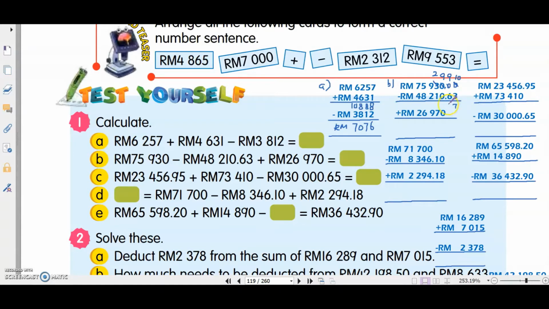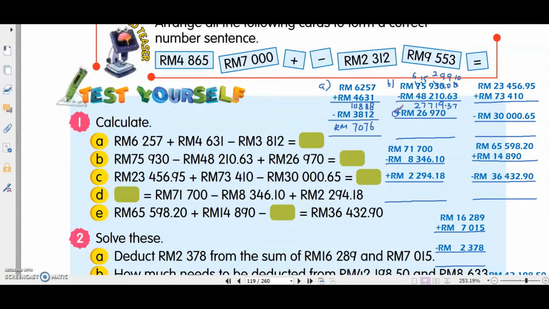9 minus 6 is 3. Decimal point. 9 minus 0, 9. 2 minus 1, 1. 9 minus 2, 7. Here we plus 10 becomes 15. Minus 1 becomes 6. 15 minus 8 is 7. 6 minus 4 is 2.